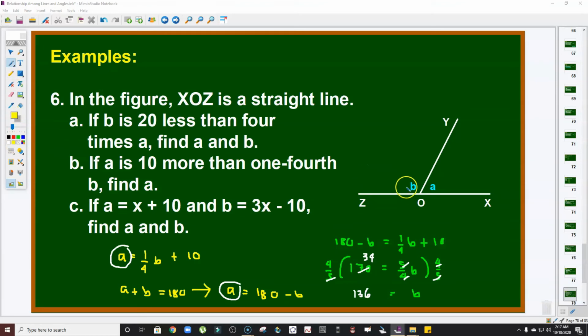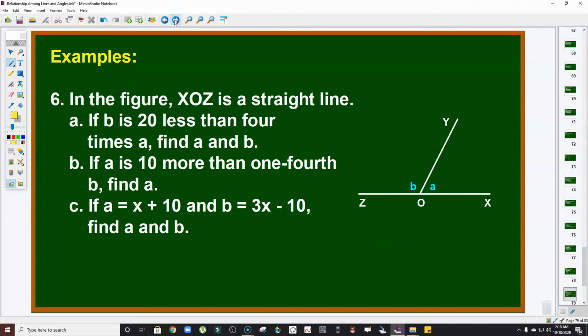There you go. So, therefore, kung 136 yan, since ang hinahanap ko ay A lang, so, 180 minus 136, that's equal to 44. See that? Okay, so that's letter B. Next, letter C.